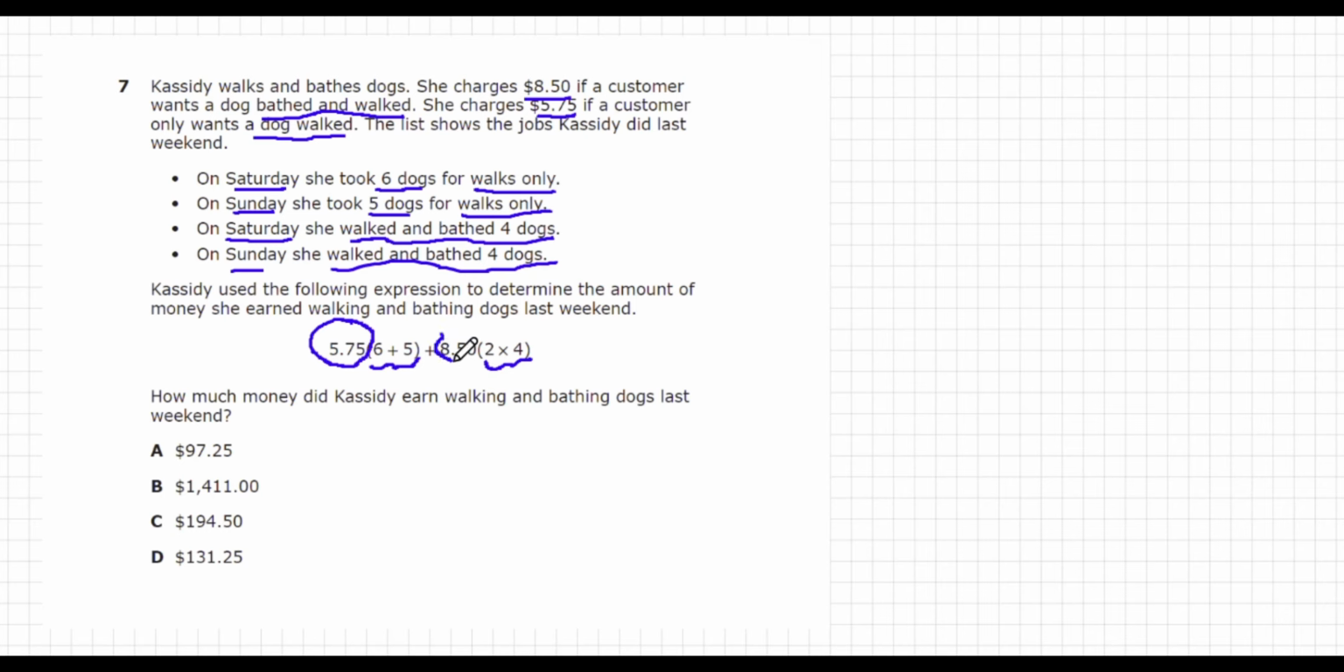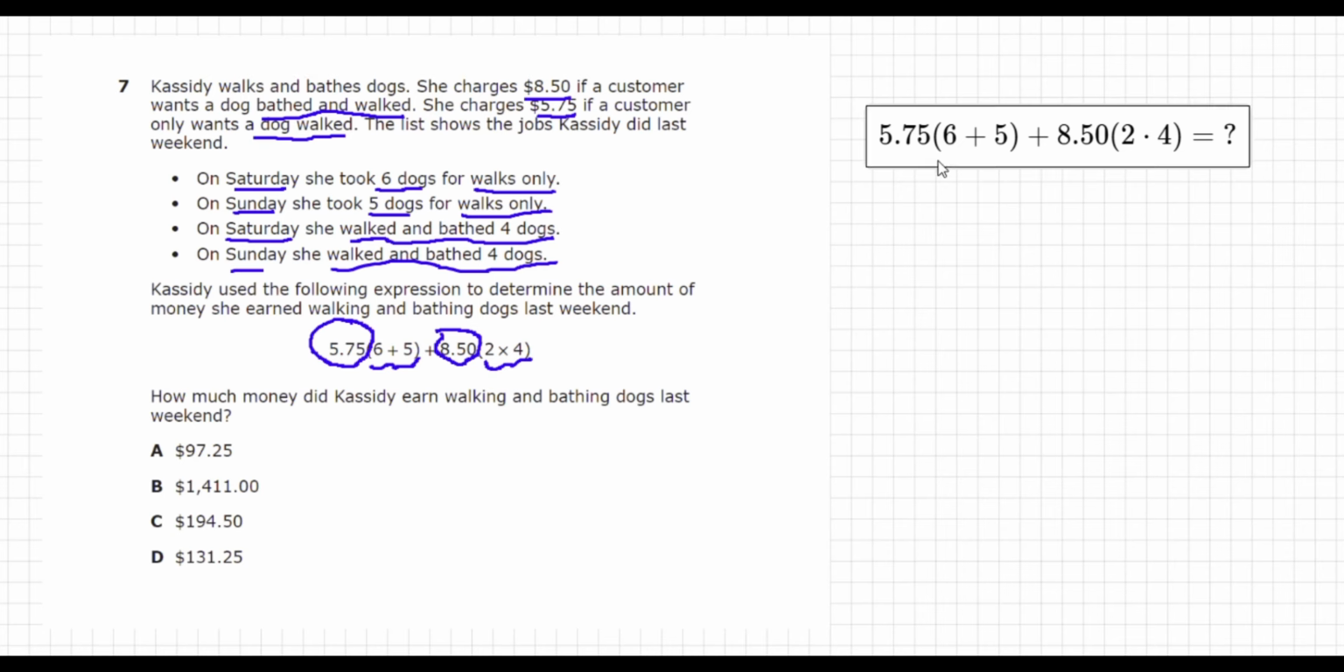To solve the expression, we need to complete the operations in this order. 1. Parentheses or brackets. 2. Exponents, numbers raised to a power. 3. Multiplication and division from left to right. And 4. Addition and subtraction from left to right. 6 plus 5 equals 11. 2 times 4 equals 8. Then we go from left to right.